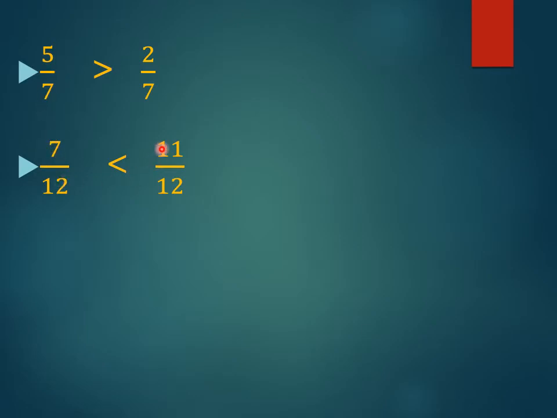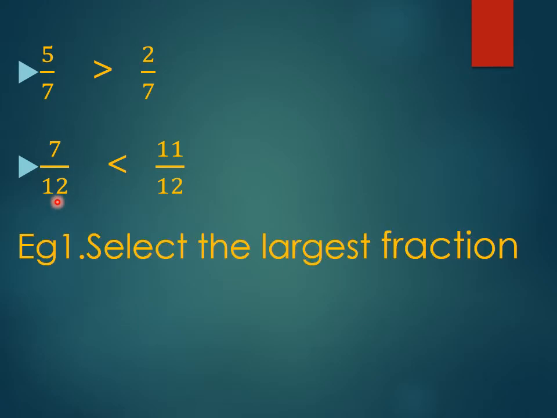7 over 12, 11 over 12. We can say 11 over 12 is greater than 7 over 12, otherwise 7 over 12 is less than 11 over 12. Here's another example. Select the largest fraction. There are three fractions given, and all denominators are the same: 12, 12, 12. That means the fraction which has the largest numerator is the largest fraction.